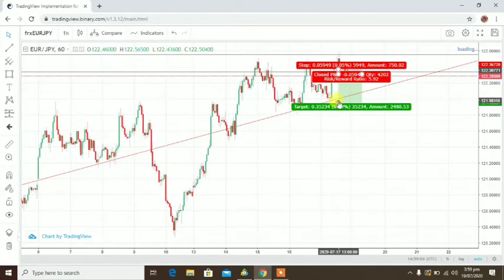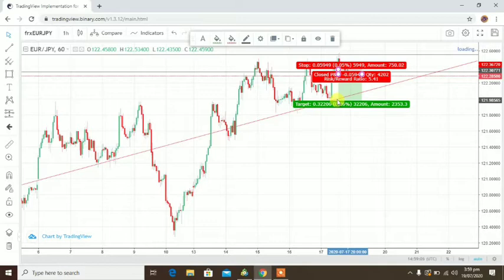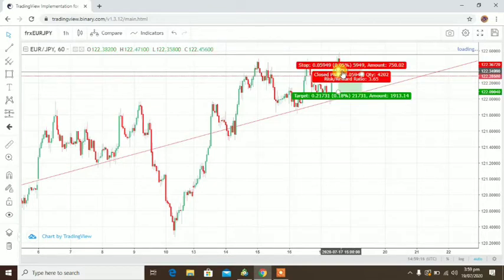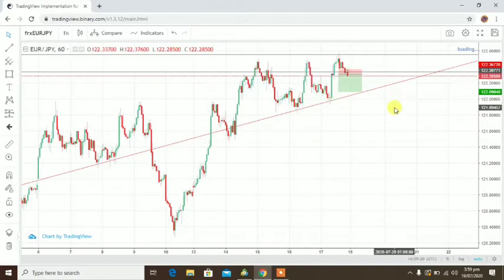So this will be our risk to reward ratio. It's a good risk to reward ratio of 1:4. We set our stop loss just above the wick of the previous candle, and then we take our profit as price approaches our support trend line from the daily time frame.